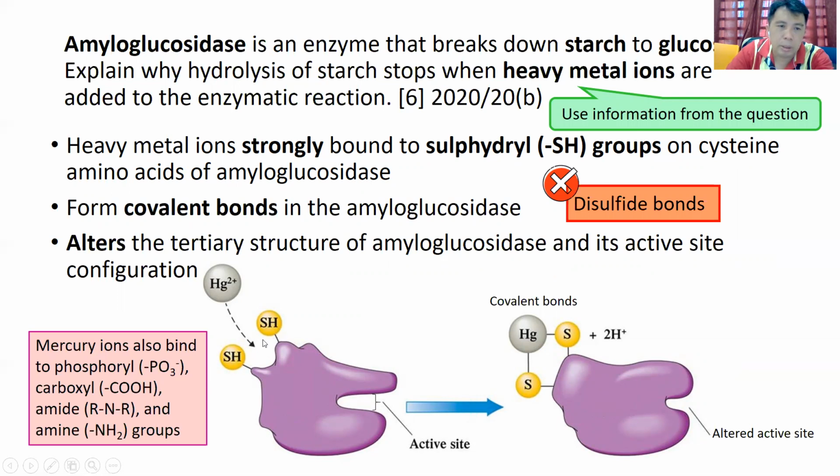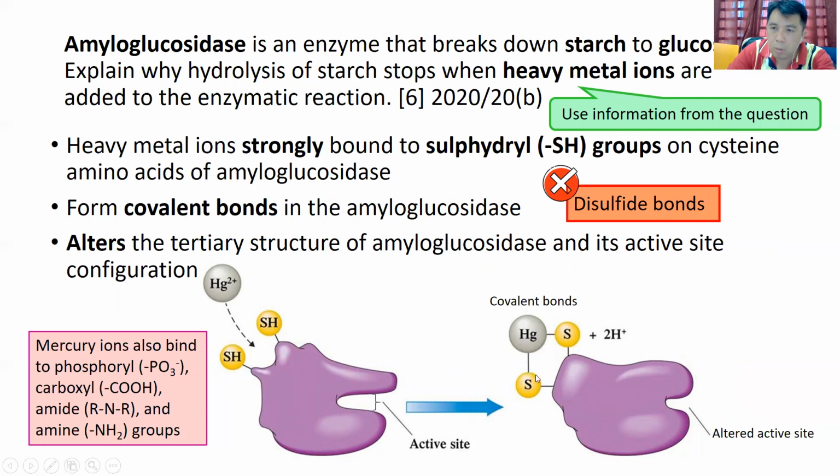So here this is the R group. Here they got SH, sulfur group. So when the mercury ions come, they will form covalent bonds, not disulfide bonds. Disulfide bonds are formed between the sulfur group and the sulfur group. But this one, you see, they form covalent bonds with the sulfur groups in the aminoglucosidase.